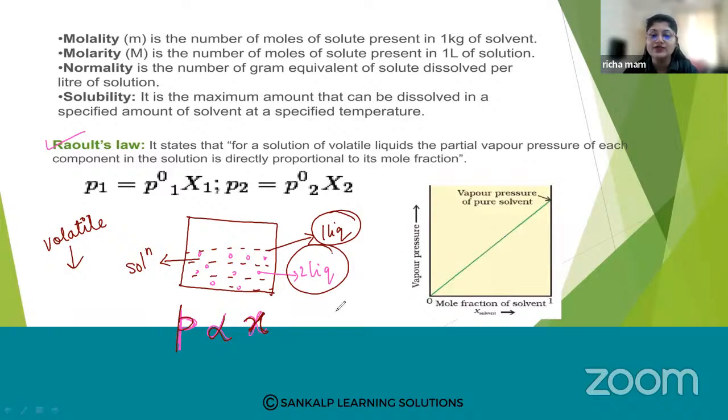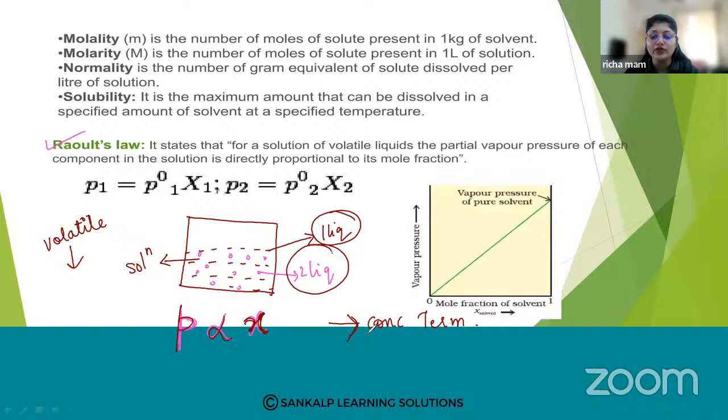So now, as we know, the partial pressure, the vapor pressure exerted by the vapor on the surface of the solution, is directly proportional to its vapor pressure. So P is directly proportional to chi, and this chi is nothing but a concentration term, and we know that for the concentration term we have taken the mole fraction.